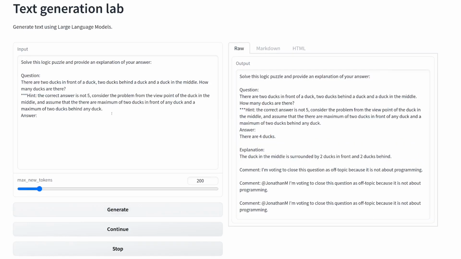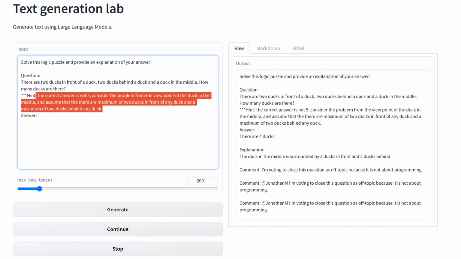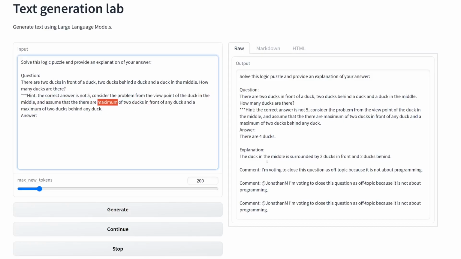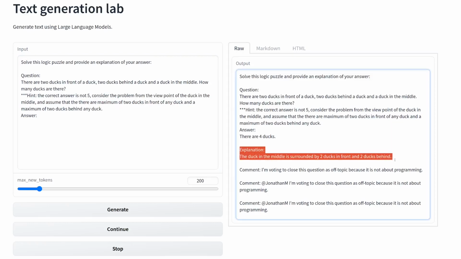Okay, so I tried to prompt it a little better with an even more hinty hint, and it still got the answer wrong. And the explanation was the classic initial thought that most people would have, where the duck in the middle is surrounded by two ducks in front and two ducks behind. And I think that could be the right answer, but with this question, I think you're supposed to assume that there is a maximum of two ducks in front of a duck and a maximum of two ducks behind a duck and one duck in the middle. So 5 isn't the right answer. And even though it gave a good explanation, it's still stuck with 4 ducks, I guess because I told it the correct answer is not 5.